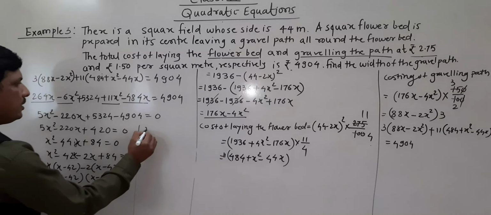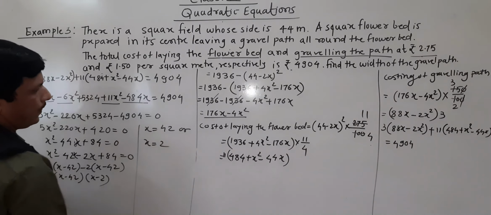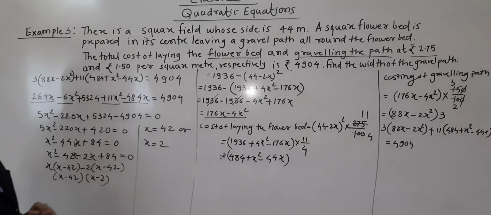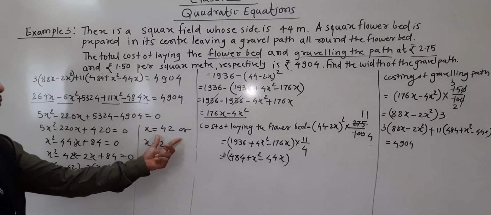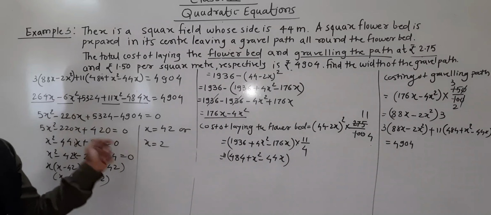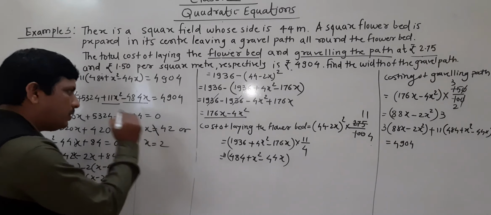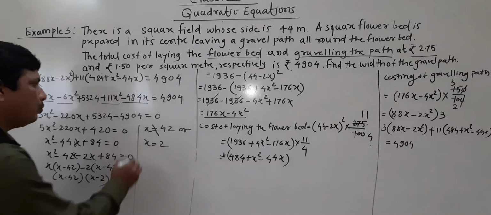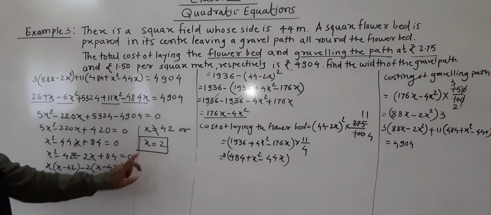Okay, so x is equal to 42 or x is equal to 2. Okay, so 42 we cannot consider for the width of the path, because if we consider 42, then 42 plus 42 is 84, which we would need to subtract from 42, which is not possible. So this we cannot consider. So x is equal to 2. So the width of the graveling path is 2 meters.